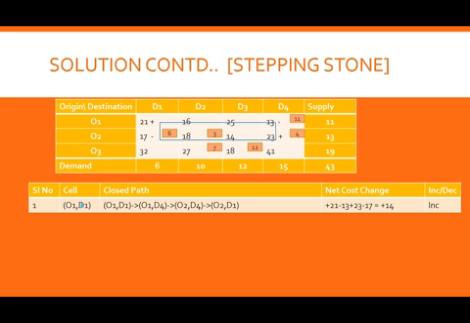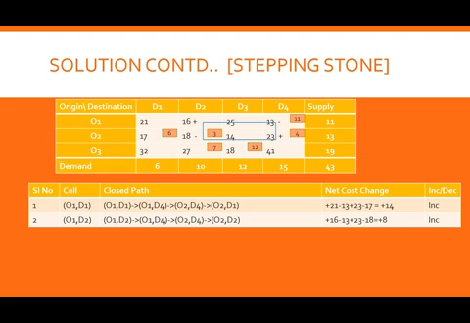So here O1 D1. When you form a loop, I get the net cost change as plus 21 minus 13 plus 23 minus 17 plus 14, which is an increase. Next O1 D2. So I get the loop. The net cost change will be plus 16 minus 13 plus 23 minus 18, which will be a plus 8, which is also an increase.